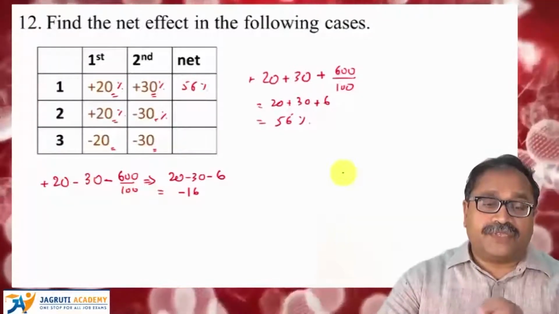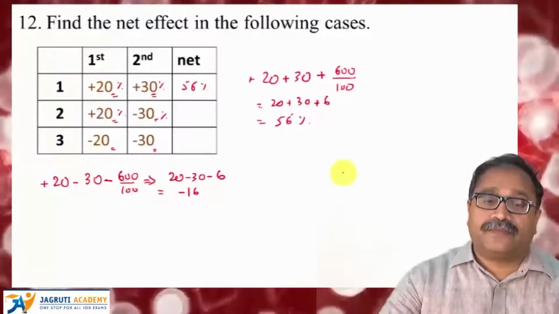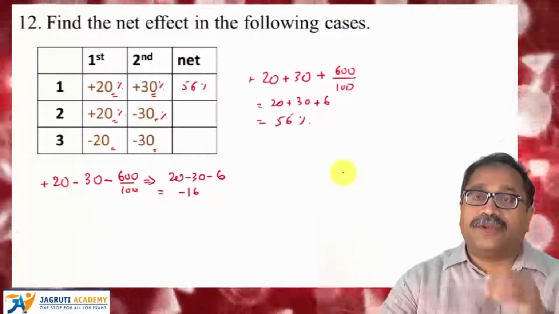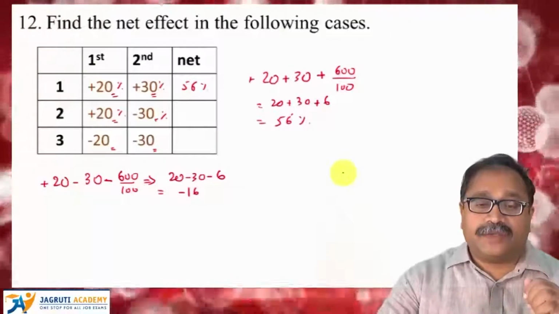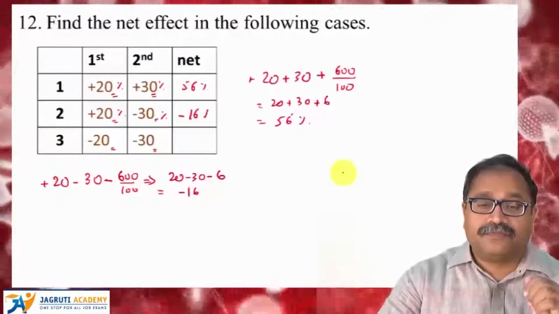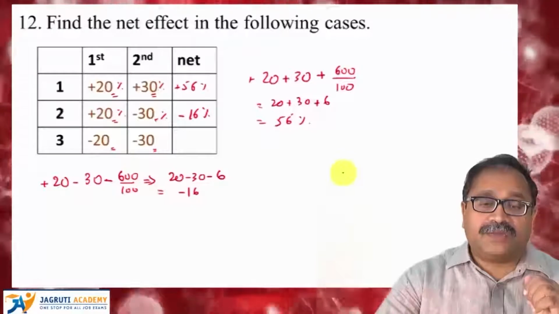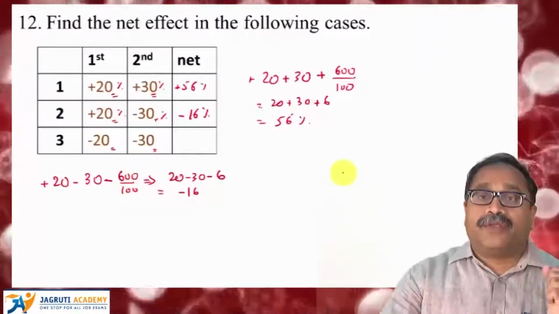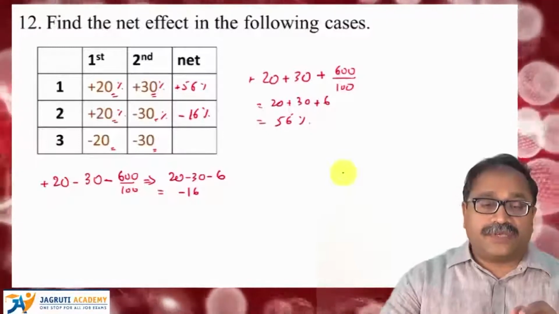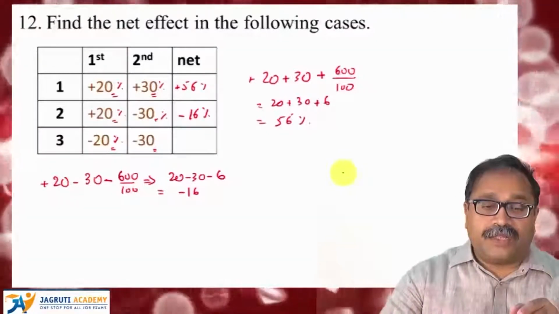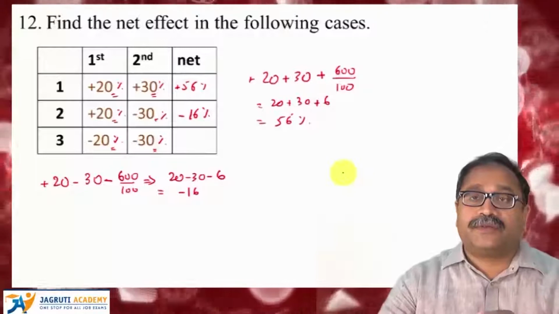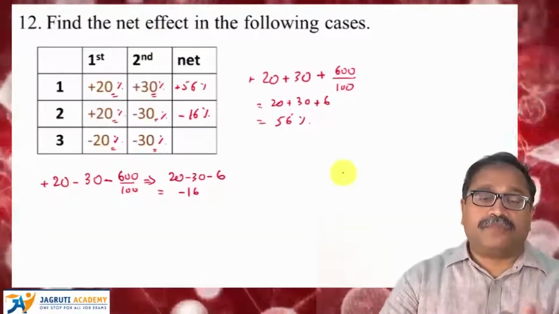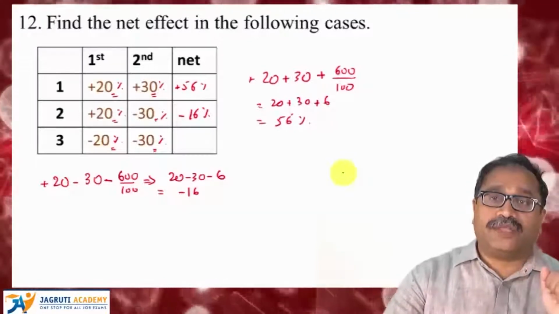So if a number is first increased by 20%, then decreased by 30%, then overall the number decreases, and that is by 16%. Here the number increased by 56%. Okay, the third one. Now in the third one, you can see the number is first decreased by 20% and then decreased by 30%. Then what is the overall percentage decrease? It's not minus 20 minus 30 is equal to minus 50.